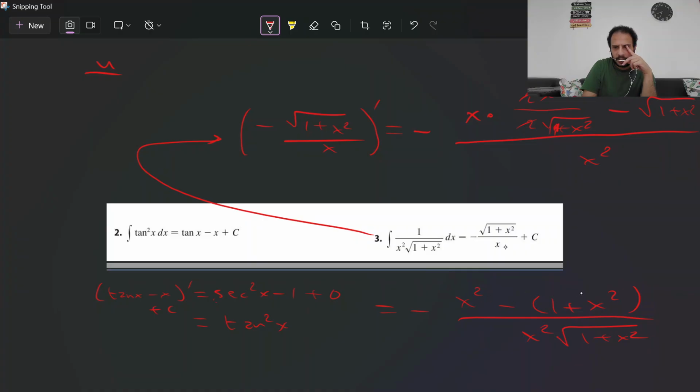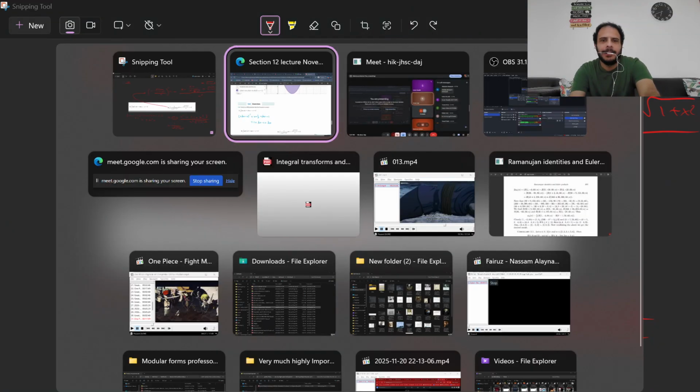Now x squared minus 1 minus x squared, you will have just minus 1, right? And times the minus 1 out, positive 1. So 1 over x square root of 1 plus x squared. Is it the same as here in the integral? Yes, it is. Thank you. So the solution is correct.